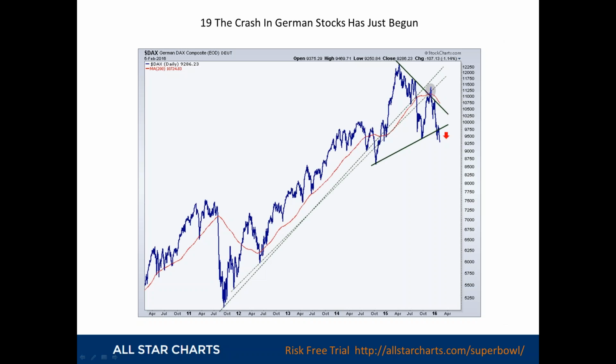Chart number 19 is the German DAX. Guys, it's not just U.S. stocks selling off. They're selling off globally, and I think the German index is a very good example of that. After a monster run since 2011, prices have consolidated over the last 15 months or so, and this consolidation has now resolved to the downside. So I think we're heading a lot lower, and we want to be sellers of any and all strength in the German DAX.